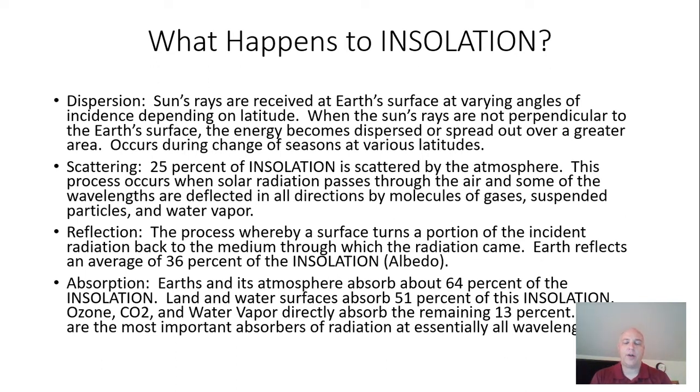So land and water surfaces absorb 51% of this insolation. Ozone, carbon dioxide, and water vapor directly absorb the remaining 13%. So clouds are the most important absorbers of radiation at essentially all wavelengths.